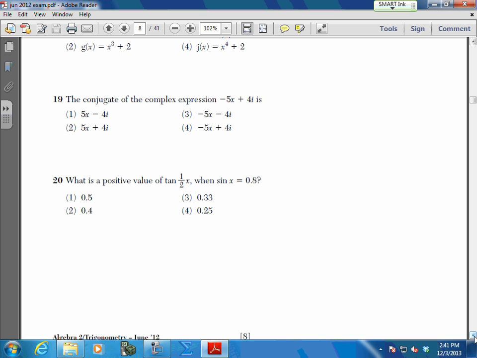Conjugates, now remember the deal with the conjugates. Conjugates are like your perfect squares. So the only thing that should be different is the sign in the middle. So keep the same terms, different sign in the middle. Those are your conjugates. Such as these are your perfect squares. These all stay the same. The one that changes is the one in the middle. So your conjugate, therefore, would be this one.